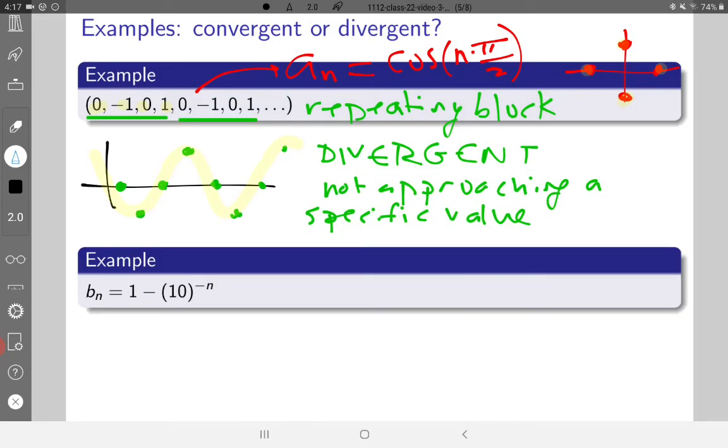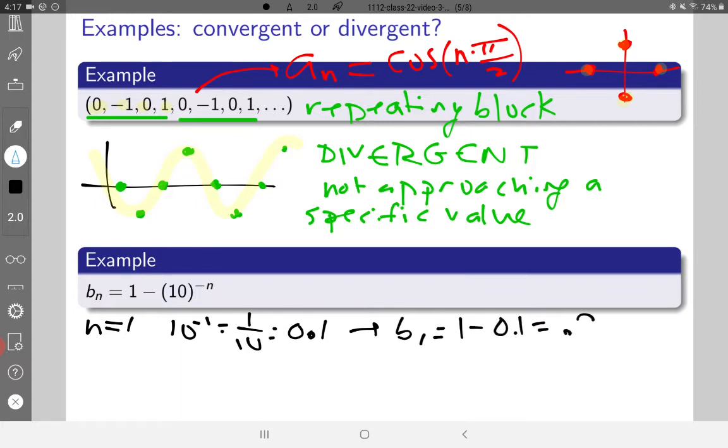All right, let's look at the b sub n example down here. Let's start exploring what the terms of this sequence are. When n is 1, what's 10 to the negative 1? That's 1 over 10, or in decimal form, that's 0.1. So the first term, b1, is 1 minus that, which is going to be 0.9.